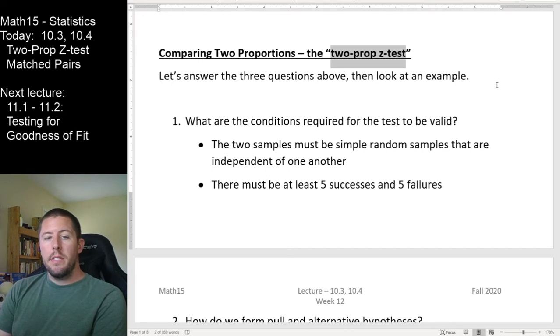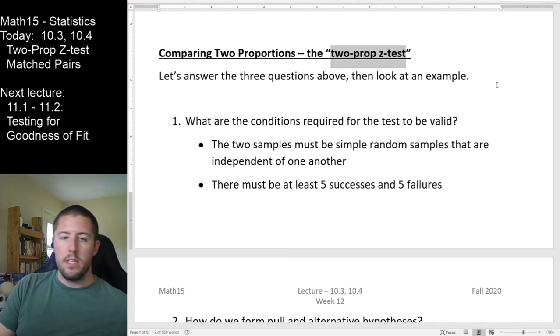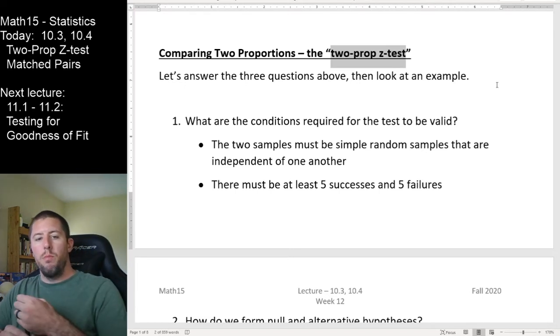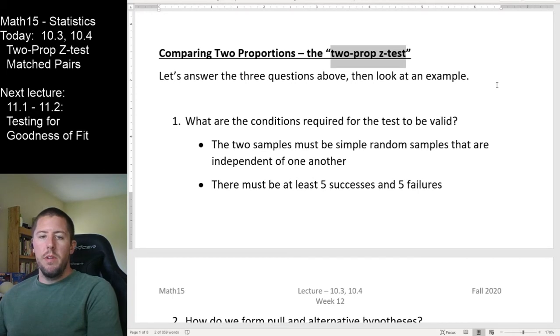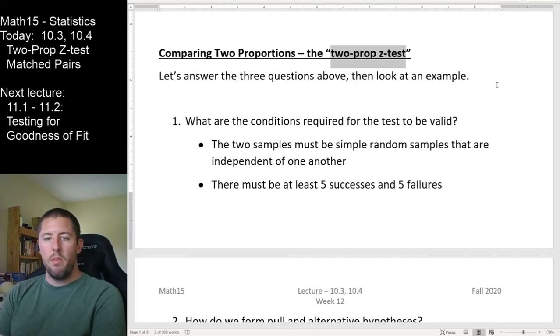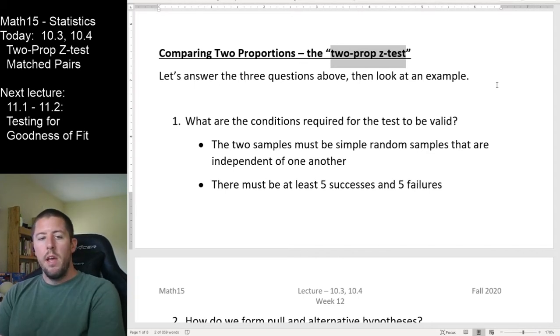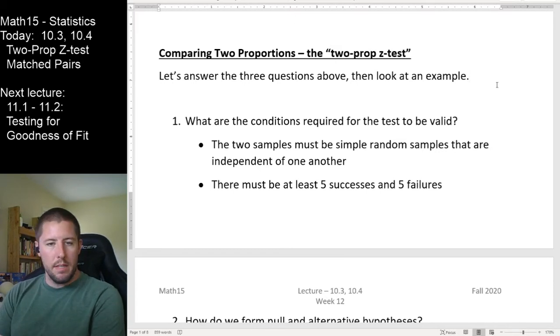So the first question that we asked is, what are the conditions required for this particular test to be valid? Under what circumstances can we go ahead and perform this two-prop z-test? Well, one thing that needs to be true is that we need to collect two samples. Those need to be simple random samples, and they need to be independent of one another. We saw some examples of this in the previous video. What we're going to see here is the proportion of men that vote versus the proportion of women that vote. These are independent of each other because the men's responses are not going to depend on what the women's responses were. On the other hand, in our later matched pairs example today, of weight loss for example, we're going to be collecting a before and after sample.